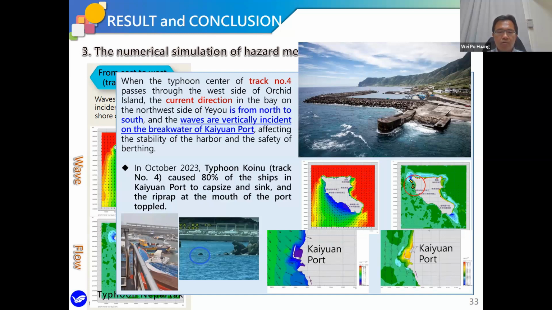This resulted in a substantial disruption, with 80% of ships in Kaiyuan Port capsizing and sinking, and the concrete blocks at the mouth of the port toppling. This validation case underscores the importance of simulating and understanding the potential impact of typhoons on coastal infrastructure for effective hazard mitigation and preparedness. It should be noted that the simulated results of Kinmen were not presented here. They were conducted in the same process to study the impact of typhoon waves on the hinterland.